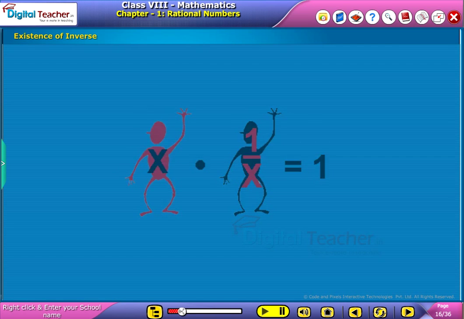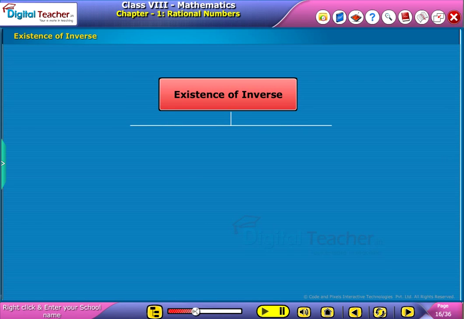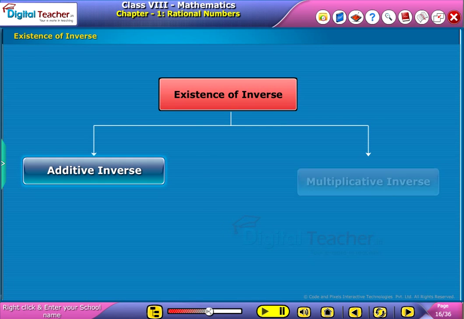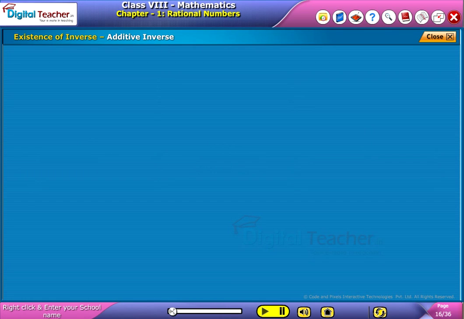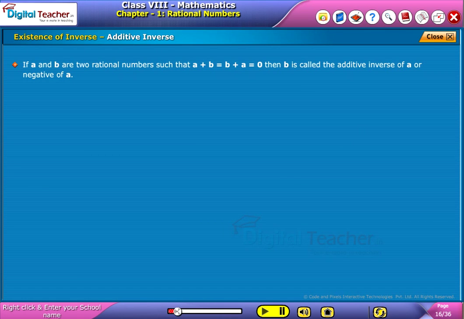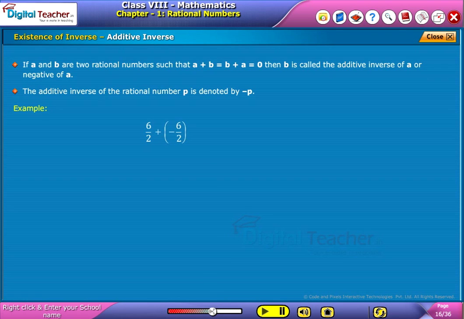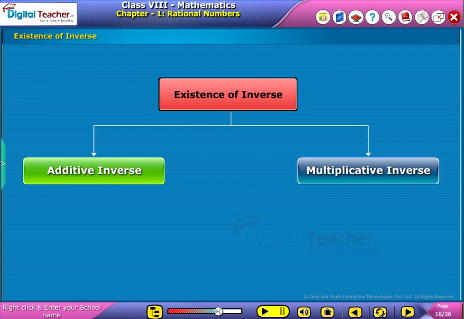Existence of inverse. Existence of inverse is of two types. They are additive inverse and multiplicative inverse. Additive inverse: if A and B are two rational numbers such that A plus B is equal to 0, then B is the additive inverse or negative of A. The additive inverse of the rational number P is denoted by minus P. Example: 6 by 2 plus minus 6 by 2 equals 6 minus 6 by 2, which equals 0. Here minus 6 by 2 is the additive inverse or negative of 6 by 2.